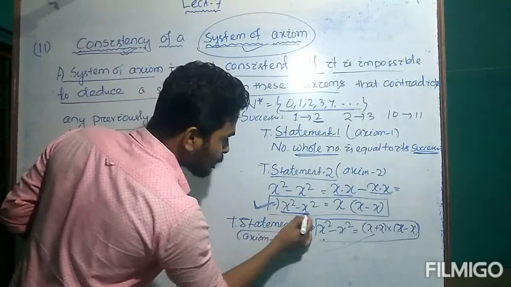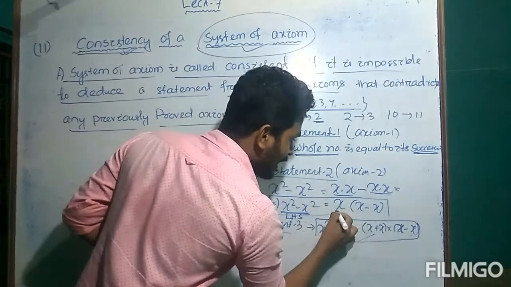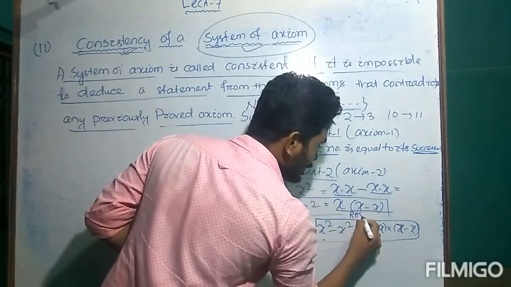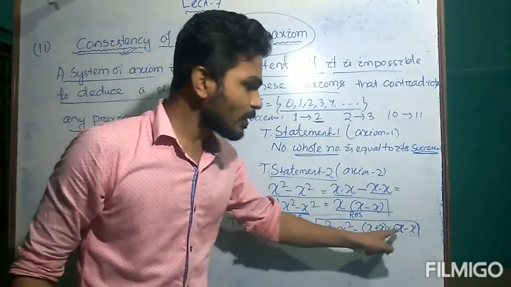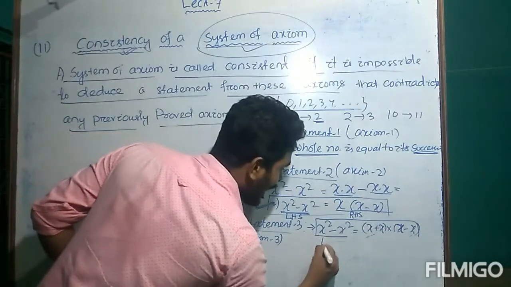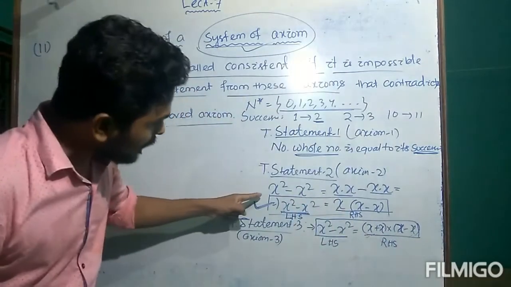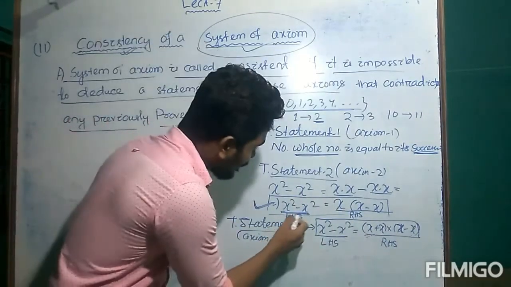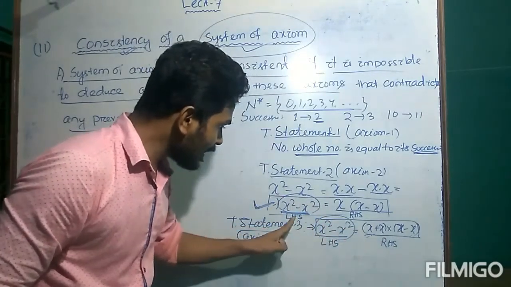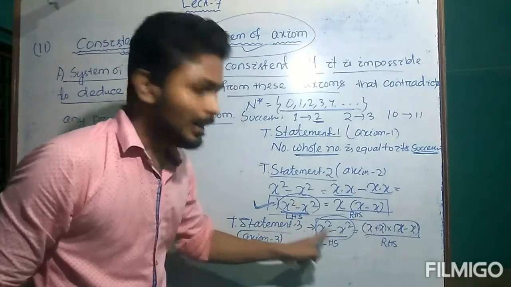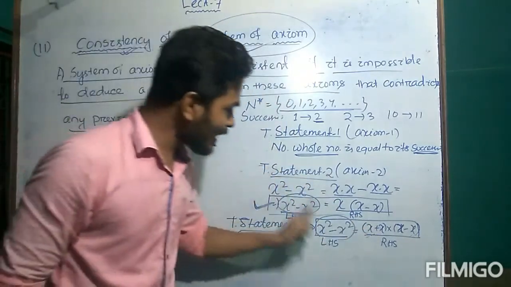Here, this is the LHS portion and this is the RHS portion. In statement number 3, it is given that x square minus x square is equal to x plus x whole into x minus x. So here it is the LHS portion, and this is your RHS portion. Now look at statement number 2 and statement number 3. If you compare them, you can see that both statements' LHS are equal. Here also we have x square minus x square. Here also we have x square minus x square. Okay, so their LHS are equal.